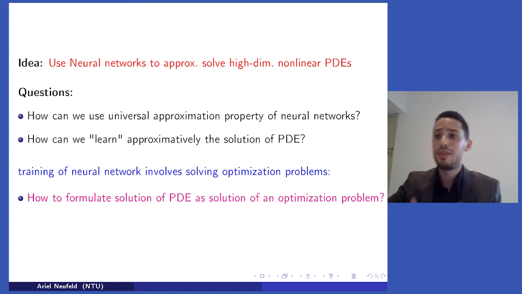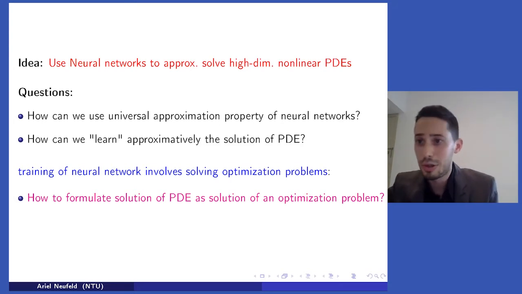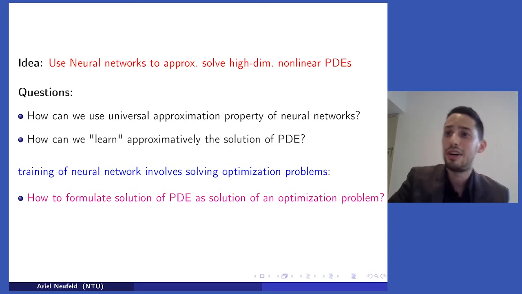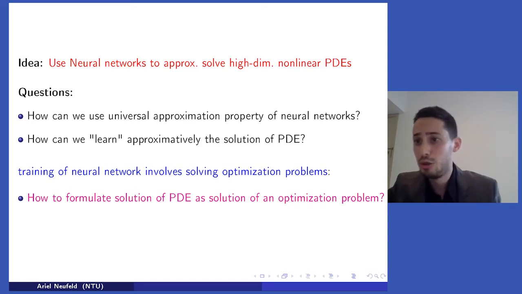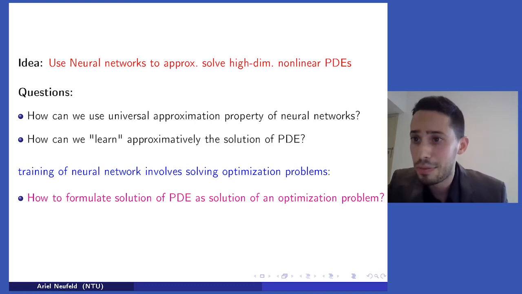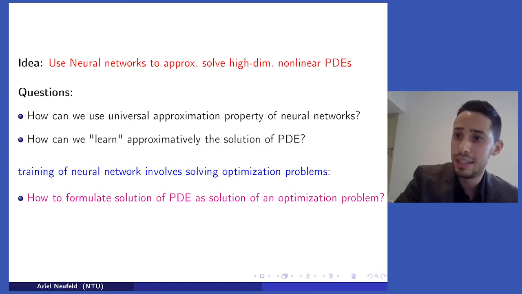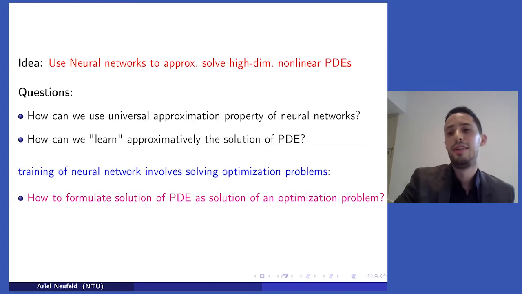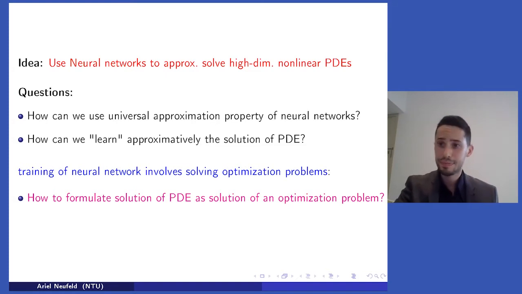And since we know that the solution of this optimization problem is the PDE, then our neural network will do the job. So what is our task? We need to find an optimization problem for which the solution is the solution of our PDE under consideration. So how can we do this?